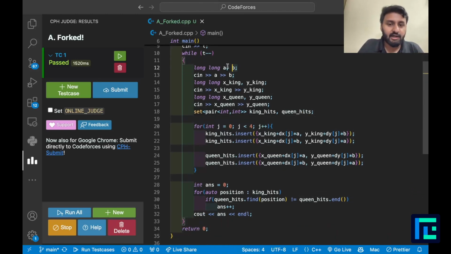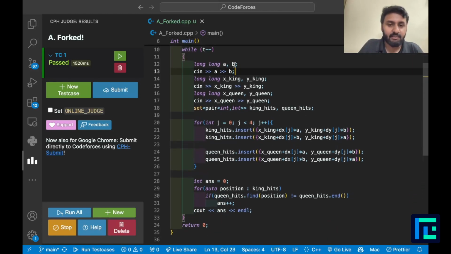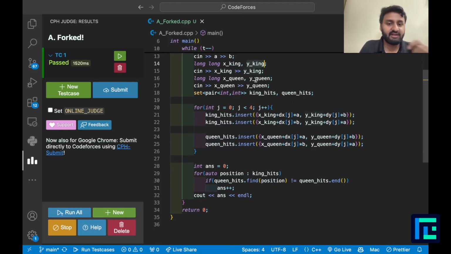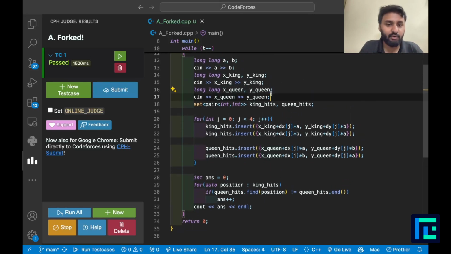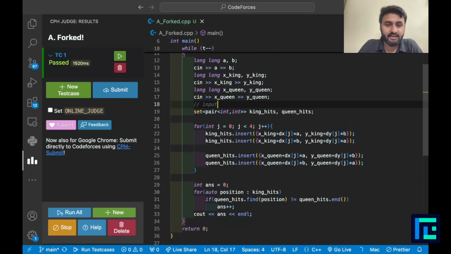What we'll do is take A and B as input, which is very basic. Then I have the input of X king and Y king, that is the initial coordinates of the king in both X and Y directions, and the initial coordinates of the queen in X and Y directions. Then my main logic starts. Up till here, all I'm doing is taking inputs.